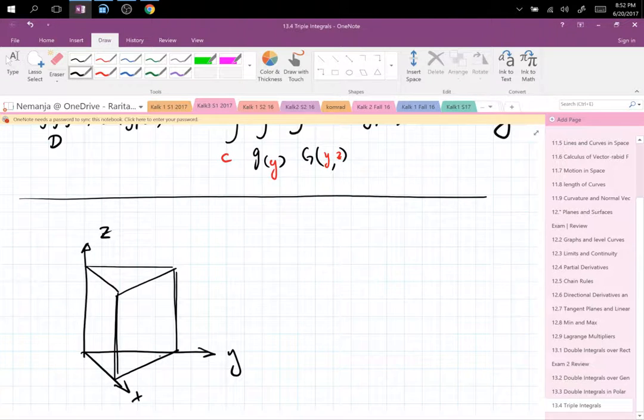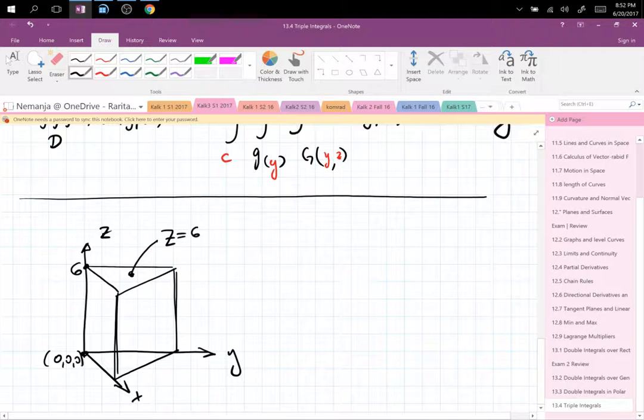So now we have that the top is z equals 6, because that's a 6 elevation right there. This is where our origin 0, 0 is. And this one over here is the xz plane, clearly y equals 0, right? The one on the bottom is in the xy plane, so clearly z equals 0.